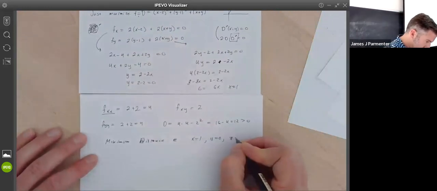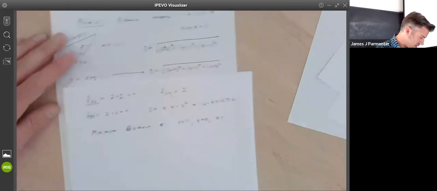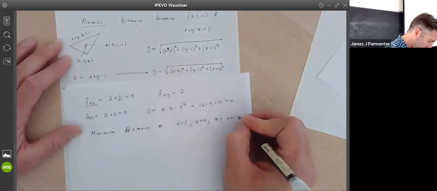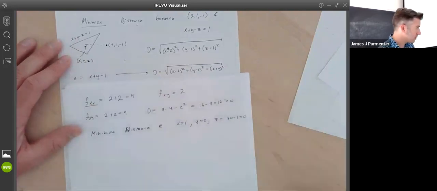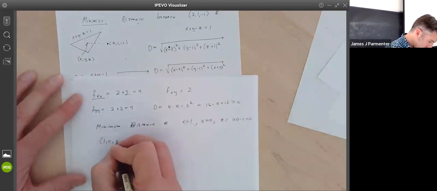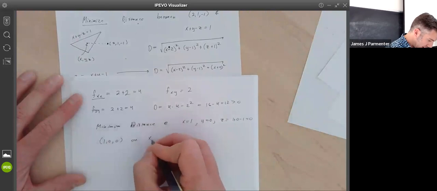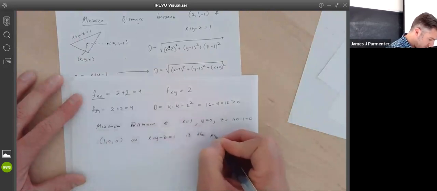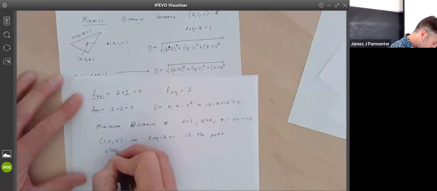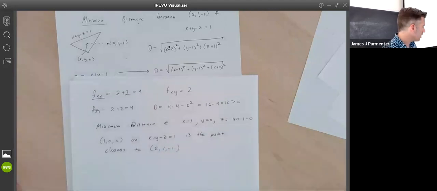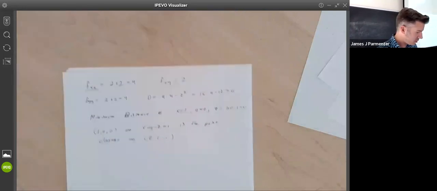So z equal to, let's see, z equal to x plus y minus 1. So z equal to 1 plus 0 minus 1, which is 0. So we can say that the point 1, 0, 0 on the plane x plus y minus z equals 1 is the point closest to 1, negative 1. And then if they ask you to find the distance between them, you can just find the distance between them. Right.